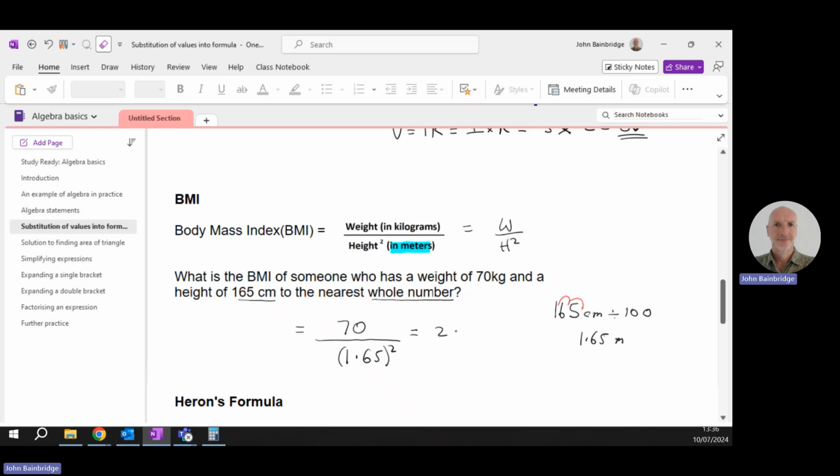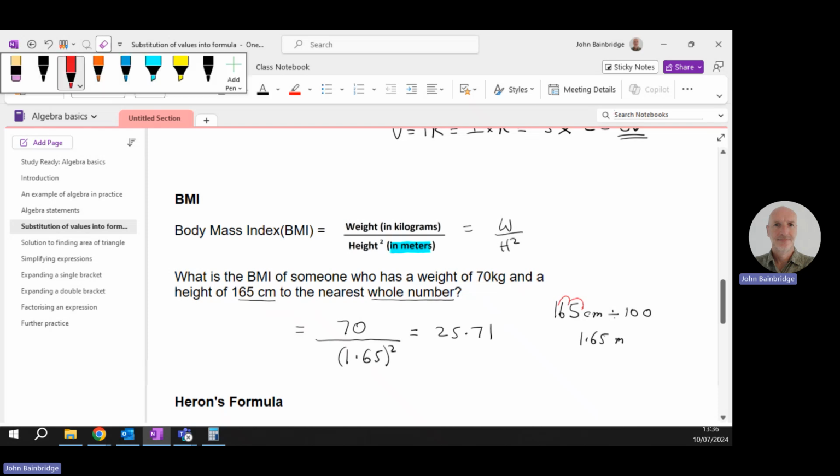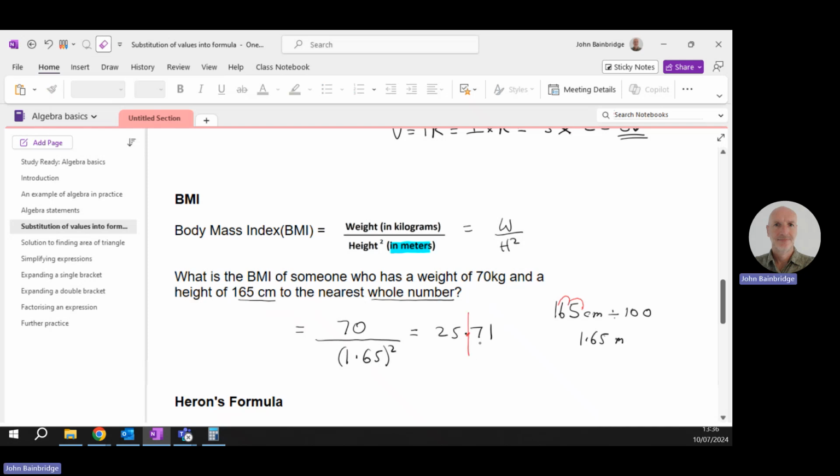So it's 25.71. We want it to the nearest whole number, so we're going to chop it off there. This number is 7, it's 5 or above. It's past the halfway mark, so we're going to have to round it up. So we write 26, and I write BMI afterwards to indicate that's what I've worked out, the BMI. So it's 26 BMI.